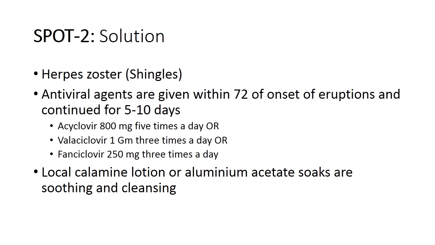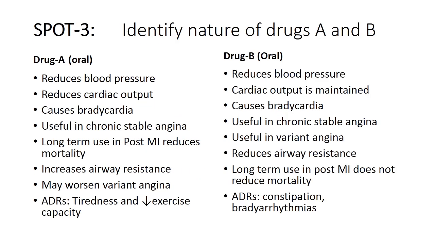There are pharmacokinetic advantages for famciclovir or valacyclovir because acyclovir has to be given 5 times daily. Local treatment is also required, maybe calamine lotion or aluminum acetate soaks that reduce pain, with soothing and cleansing action.